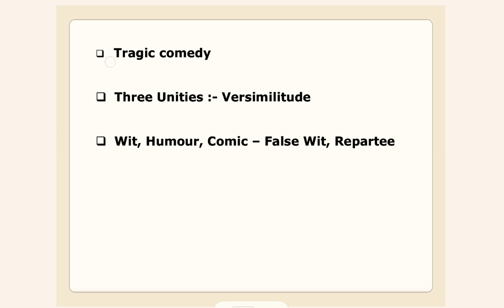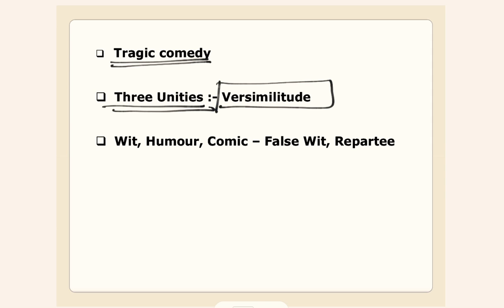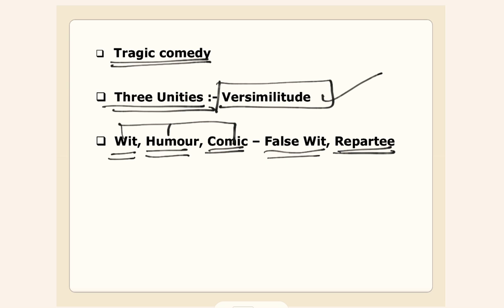Next, tragicomedy. Three unities are rules of tragedy, rules of drama. So this is very important. Verisimilitude. This concept we will discuss in a separate video. Next, wit, humor, comic. These are all elements in drama, especially comedy. So there is false wit and repartee. Dear aspirants, these are all terms associated with drama. You should note down and remember. If you have any suggestion, please write in the comment section.